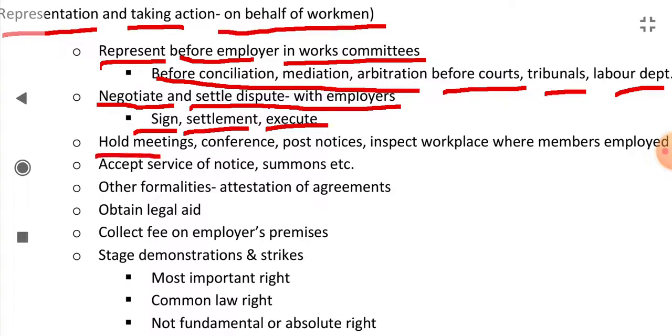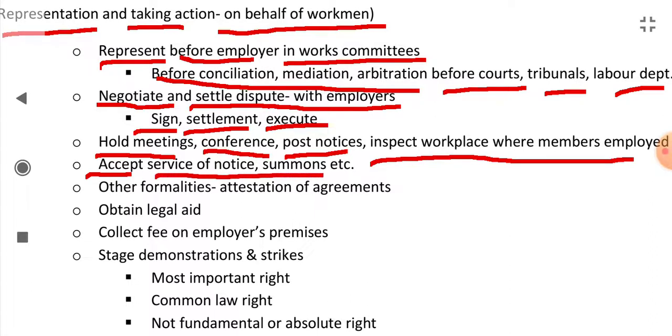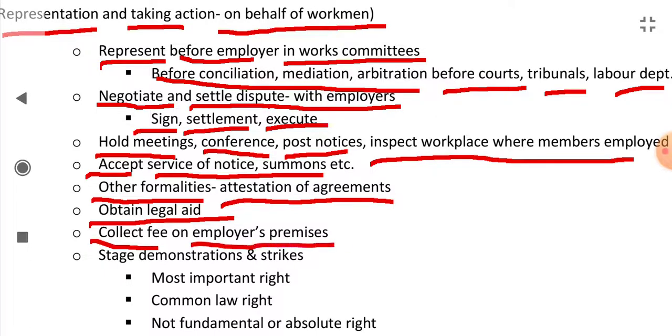They hold meetings, conferences, post notices, and inspect workplaces where the members are employed. They accept the service of notice or summons. They do other formalities also, like attestation of agreements. They have the right to obtain legal aid. They have the right to collect fees on employers' premises.